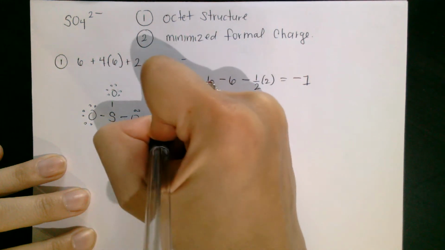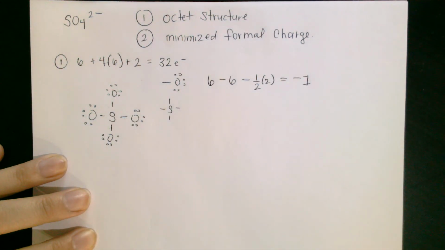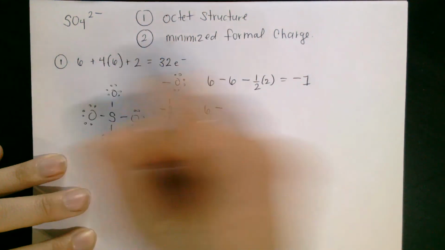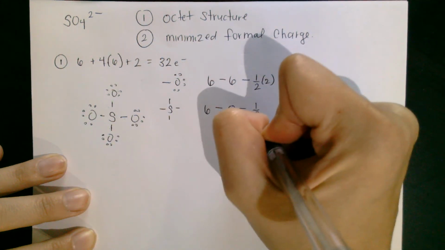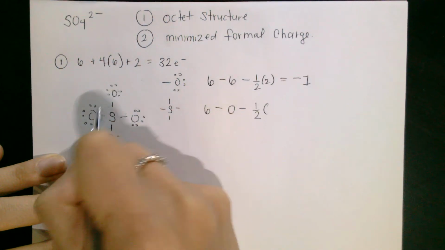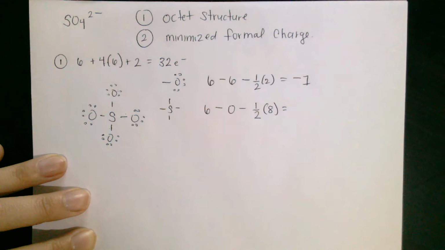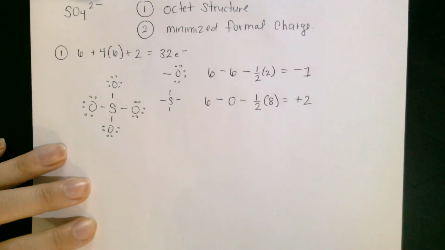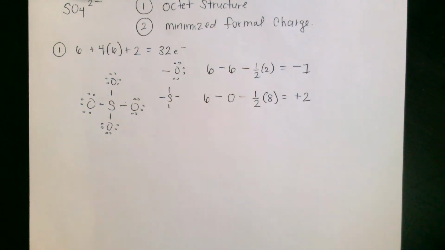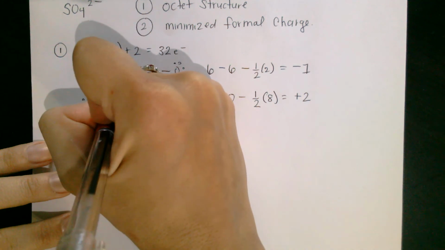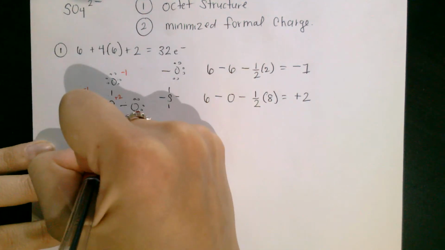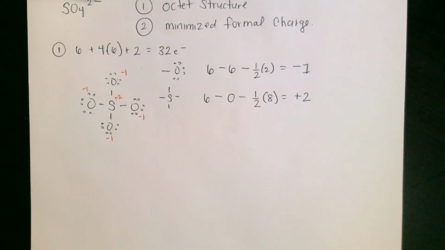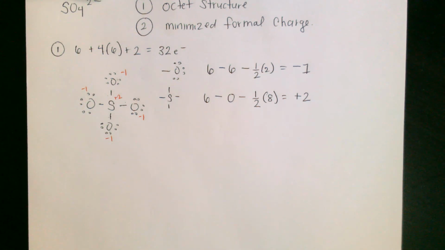So sulfur looks like this. Sulfur is also 6. There are no lone pairs, so minus 0, minus 1/2 of 2, 4, 6, 8. So we get 6 minus 4 gives us +2. No atom on here has a formal charge of 0. This one is +2, and these are all -1. Generally speaking, that's not a very good sign for a Lewis structure where you have nothing with a 0 formal charge. So this is probably not really how this exists.